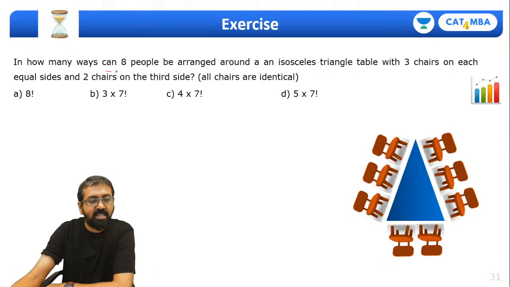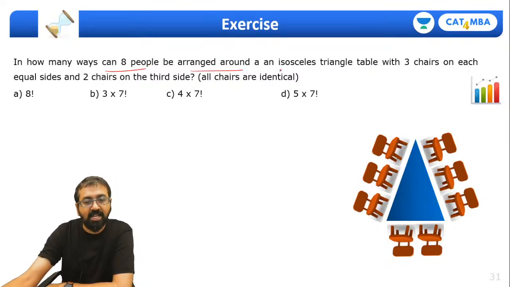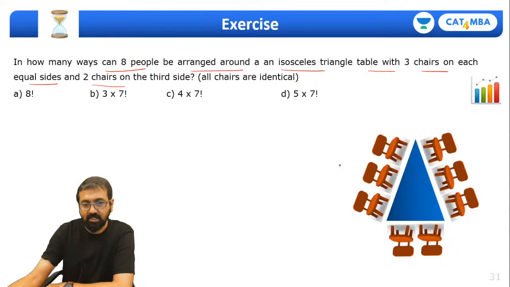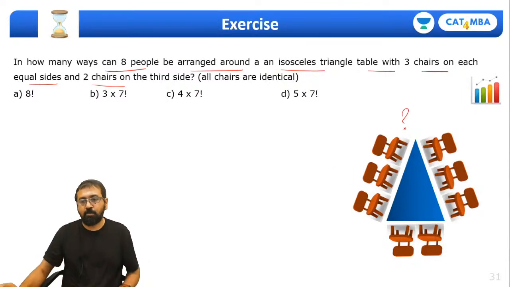So what about this one? In how many ways can 8 people be arranged around an isosceles triangle table with 3 chairs on each equal side, and 2 chairs on the third side? So what will be the answer for this question? Can you quickly type the answer in the chat box?